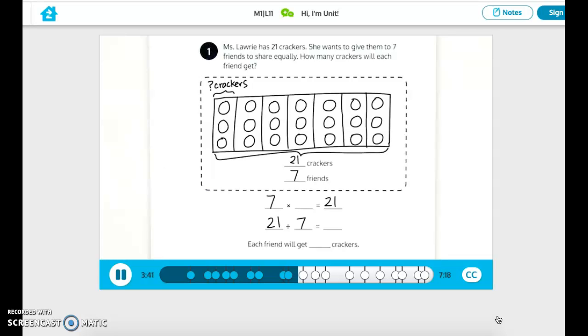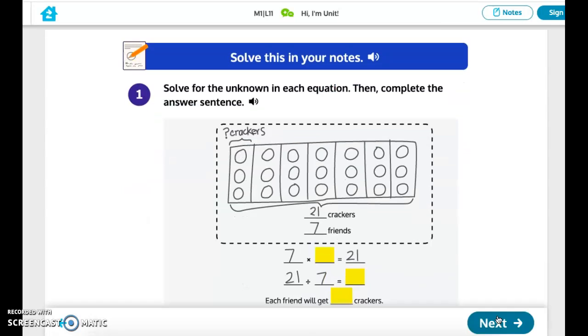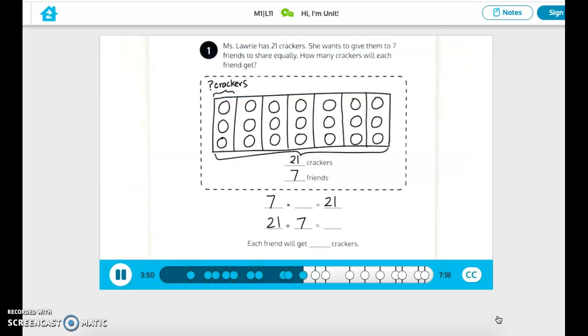Solve for the unknown in each equation. Use the tape diagram to help. Then, complete the answer sentence. We can see in our tape diagram that there are 3 circles in each group. So 7 times 3 equals 21, and 21 divided by 7 equals 3. Each friend will get 3 crackers. Check your work.